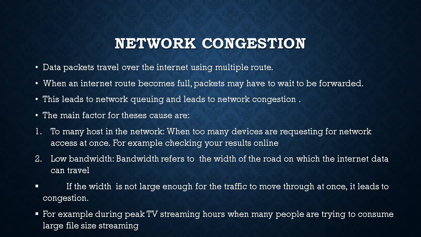Data packets travel over the internet using multiple routes. Now there will be many routes through which you can travel. Say for example, like when you're going from your home to school, there'll be many ways through which you can walk or which you can travel. Data packets in the same way travel over the internet using multiple routes. There'll be multiple routes through which it will travel to its destination. Say for example, when you send a message or photos or videos, then these photos or videos will travel over the internet using multiple routes.